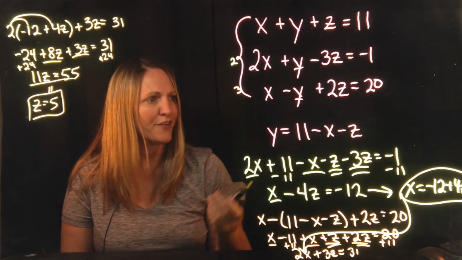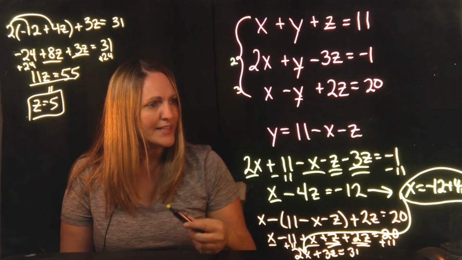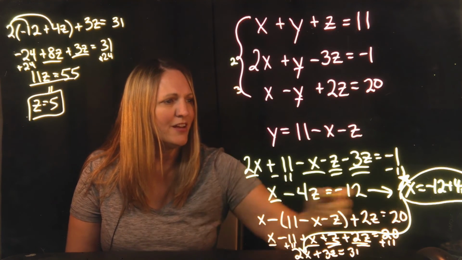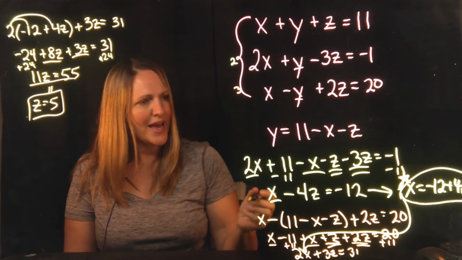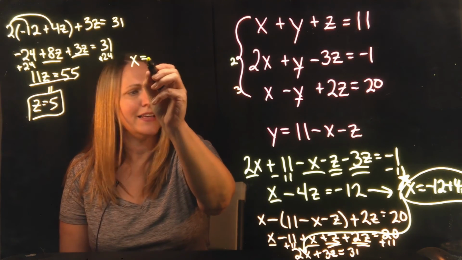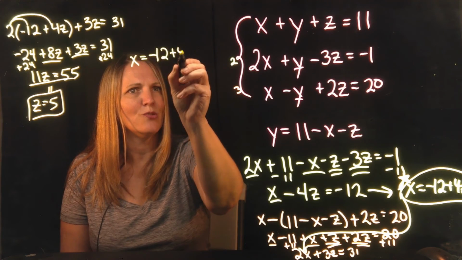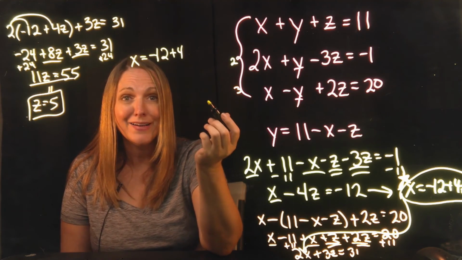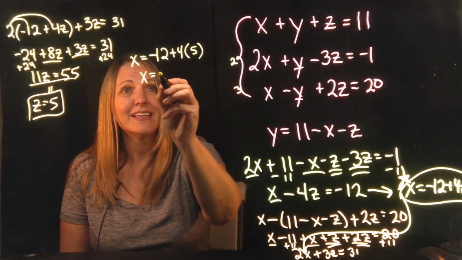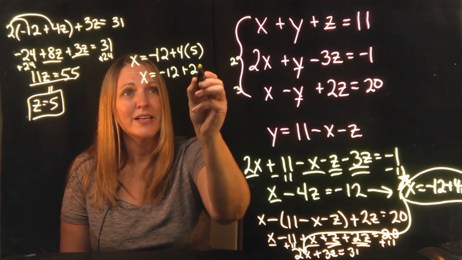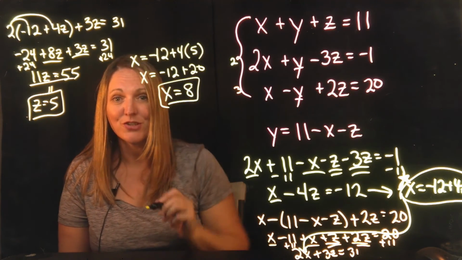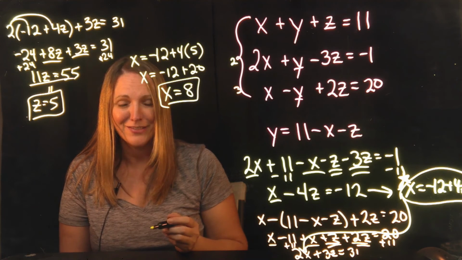So looking back over my previous work, I can see right here that I have an equation for x. X is negative 12 plus 4z. But now I know what z is. It's 5. So that means x is negative 12 plus 20, or x is 8. And now I have 2 of the 3 figured out.